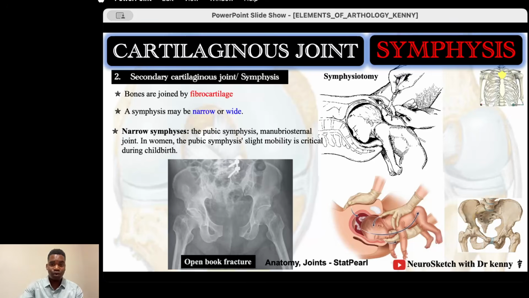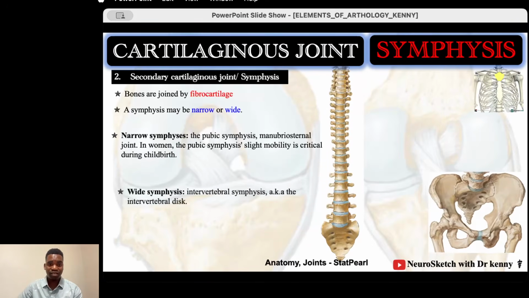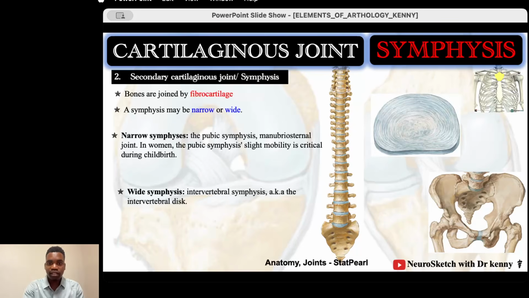Let's now talk about the wide symphysis. The wide symphysis is found between the bones of the vertebral column. So this is the bone, and in between you have a cartilage. This cartilage is fibrocartilage, but it's a wide fibrocartilage, and this is how it looks when you chop it out and see it from a spot.